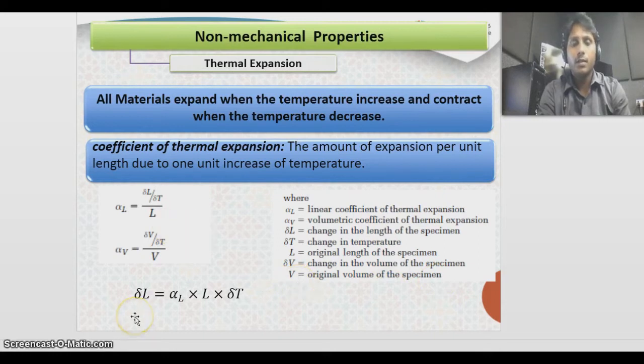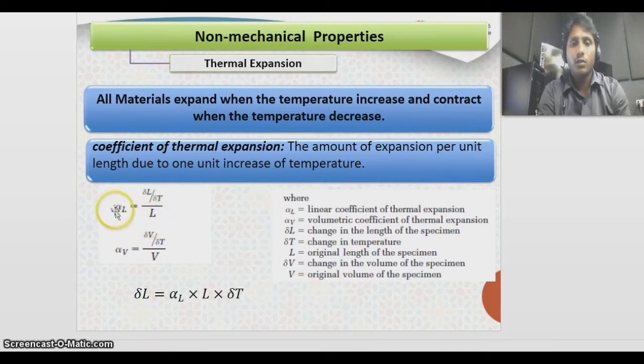Sometimes they may ask you to determine the change in length, because when the temperature increases or decreases we have to determine this change in length. The linear coefficient of thermal expansion is given by the manufacturer, and from an examination point of view it can be given in the question. And delta T, obviously they will give the temperature increase or decrease. Delta T is the difference of temperatures. L is the original length of the specimen. If you want to determine the change in length, you can use this formula.